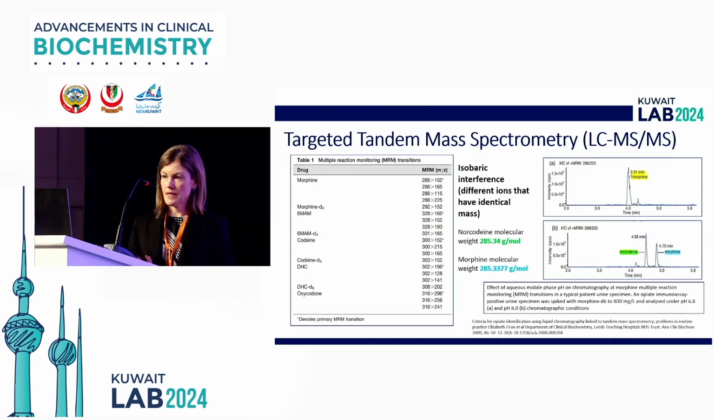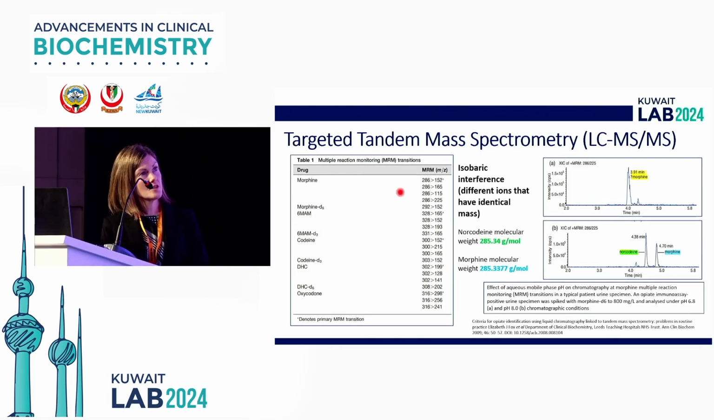So our assay in Leeds uses these transitions. 286 is the mass of morphine. Also, if you look in detail, our mass spectrometer is an API 6500, and the resolution is about 1 Dalton. So anything that has a similar mass can't be resolved.